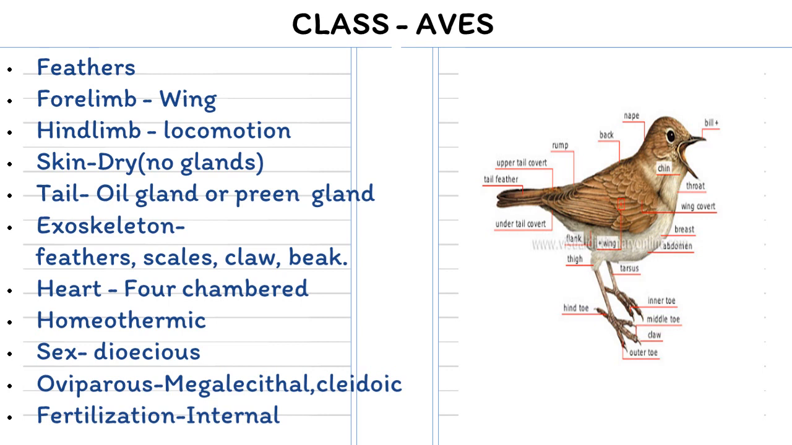And this is also cleidoic type. I said already, cleidoic means the egg is covered with a hard shell, right? Okay. And the fertilization is internal fertilization. It is going on inside the body, right?